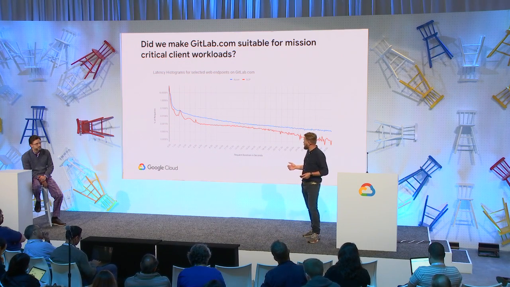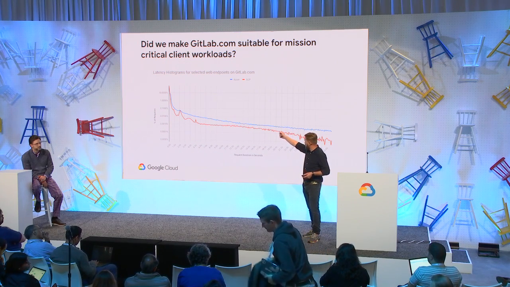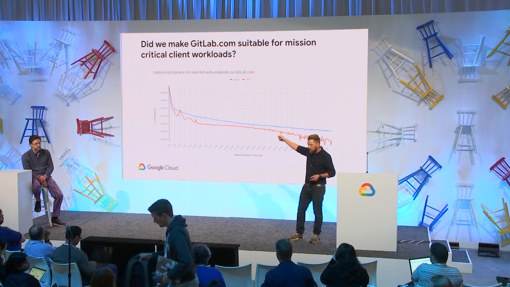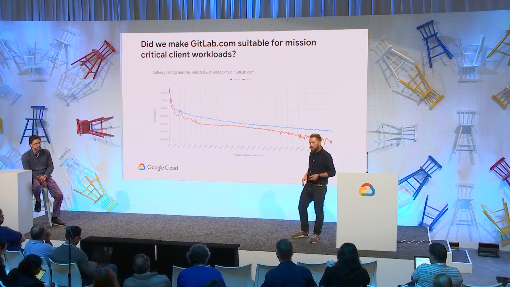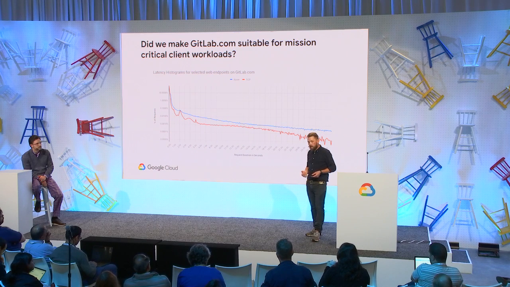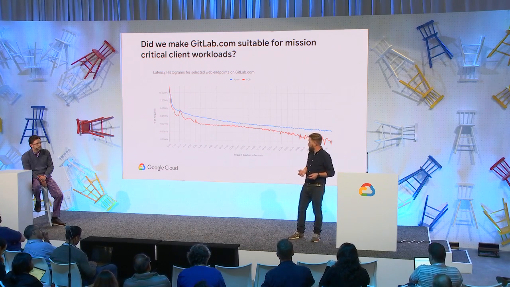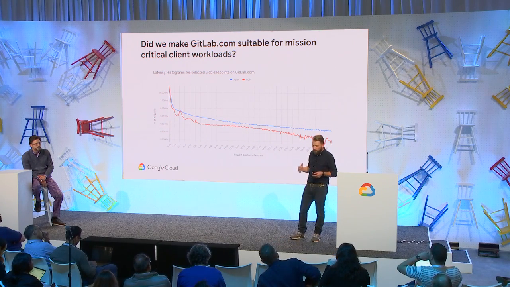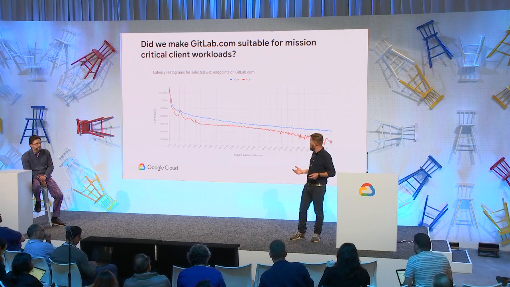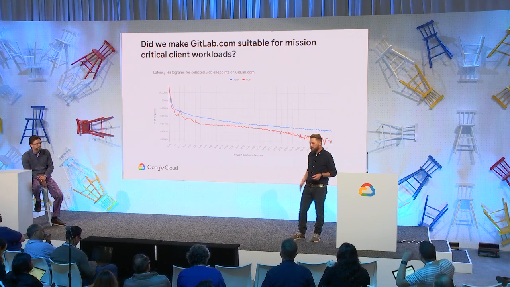And what you can see is that the GCP line drops off much quicker and has a much lower tail of values. And so what this shows us is that our GitLab instance in Azure was slower, and our GitLab instance in GCP was much faster. And we also had far fewer unpredictable values, so random requests that took 30 seconds.